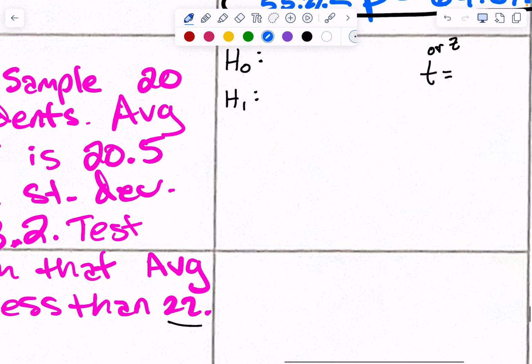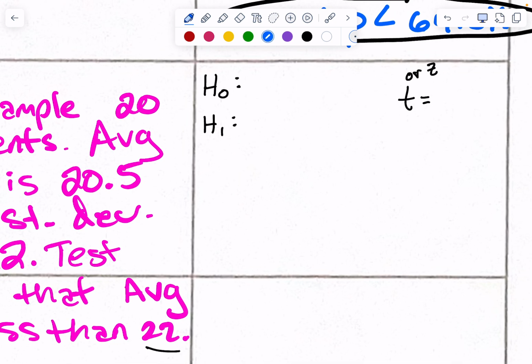What variable do we use for our hypotheses? Mu. The first one is equal to what? 22. The other one is less than 22. Which one's the claim? The bottom one.